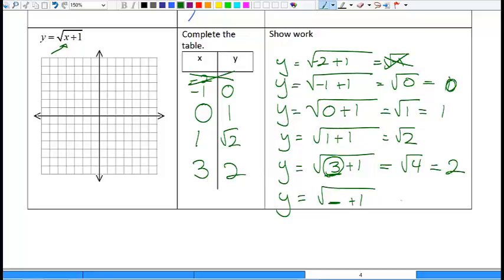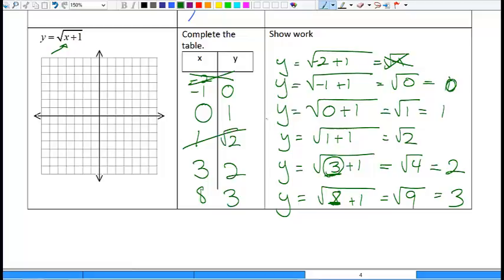All right, let's try one more. What value plus 1 is the next perfect square? Well, the next perfect square after 4 is the square root of 9, right? So what value plus 1 is 9? And that is 8. So if I plug in 8, that gets me the square root of 8 plus 1, which is the square root of 9, and the square root of 9 is 3.